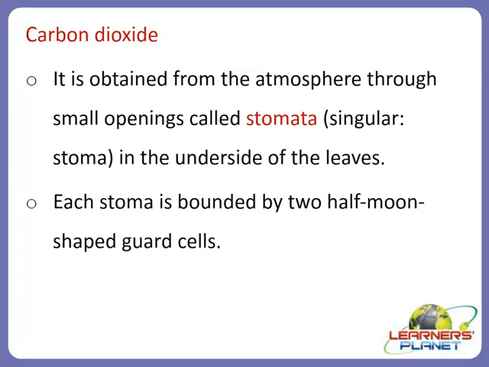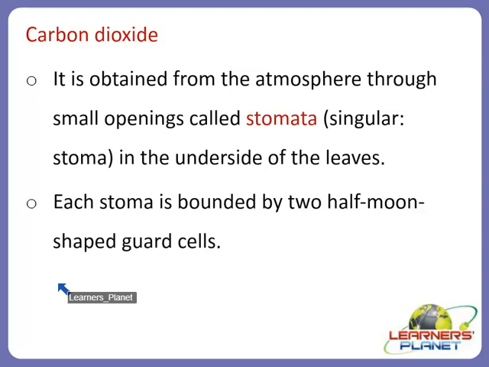So that was all about light, which is a necessary condition for photosynthesis. It is the sunlight which is the source of light energy, and that is why the plant is able to prepare its own food. Now let us discuss the other condition, which is carbon dioxide. It is obtained from the atmosphere through small openings called stomata in the underside of the leaves.